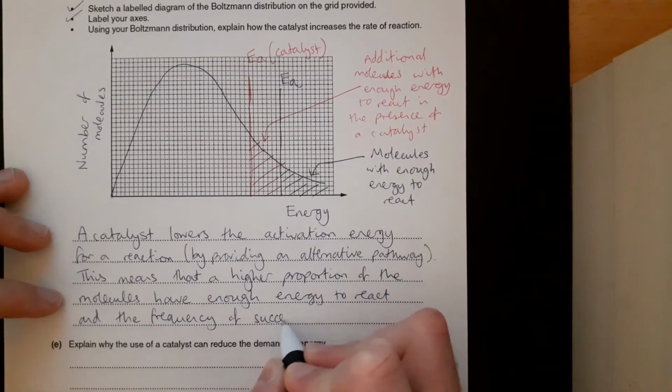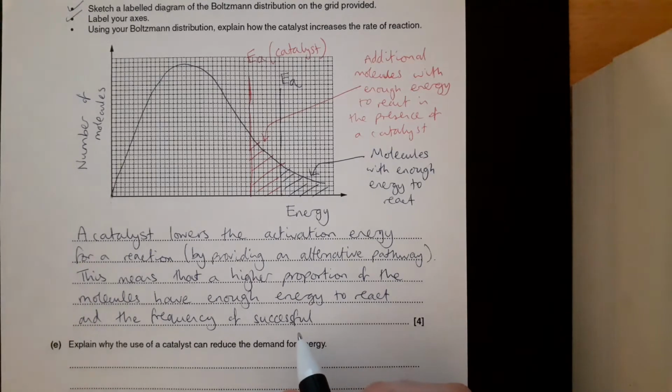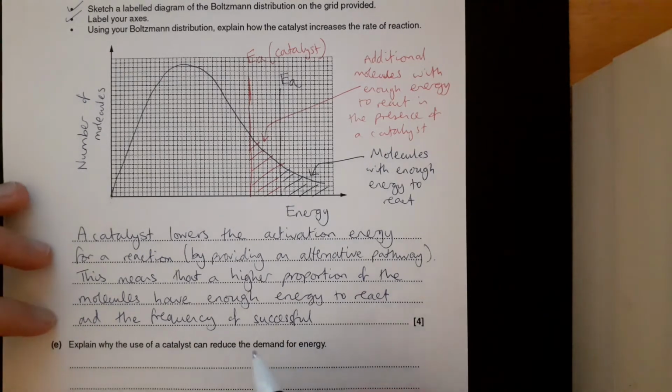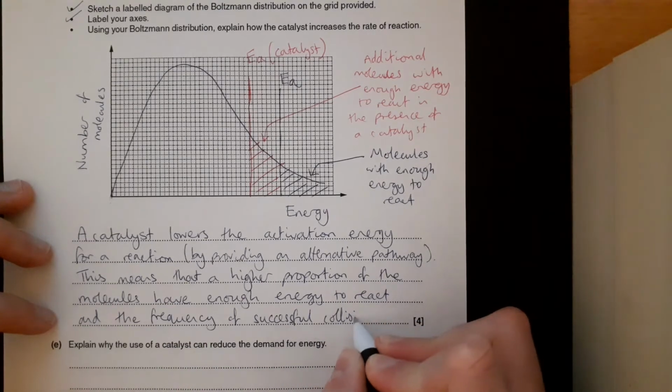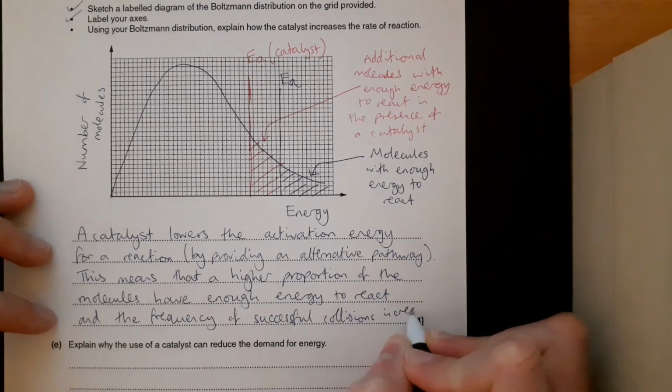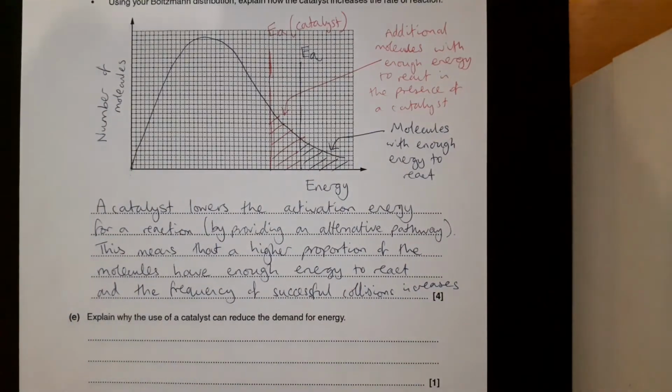It's a bit of an odd one. Sometimes the mark scheme gives you a mark for that, and sometimes it doesn't. It seems to be a little bit inconsistent, but it's not wrong, so it's always worth writing just to be on the safe side. Frequency of successful collisions increases. I think it really just depends on how many marks they need the question to be to make the paper add up to the right number. Sometimes they have an extra mark and give you a mark for writing that.